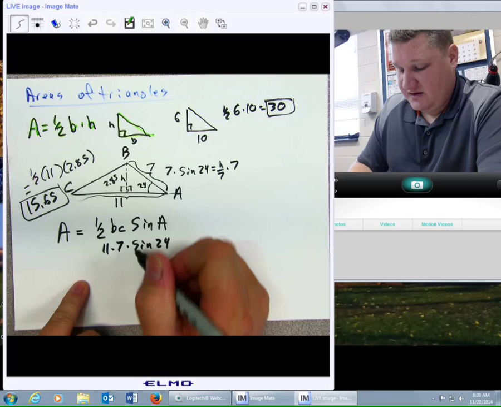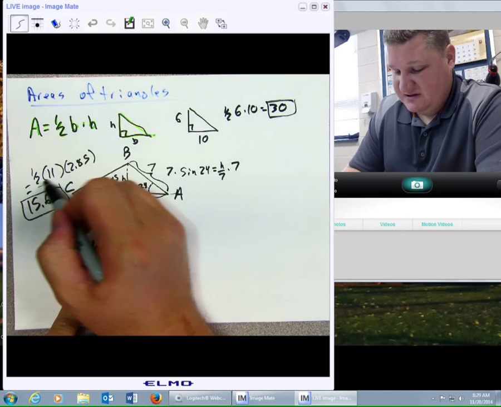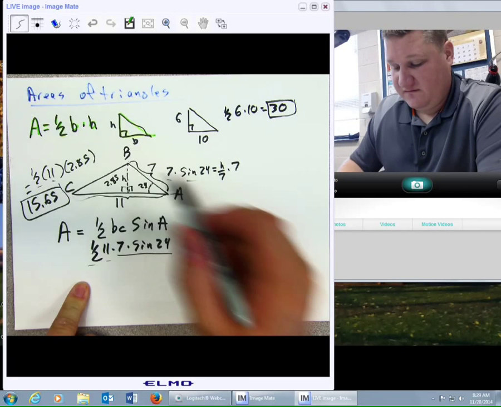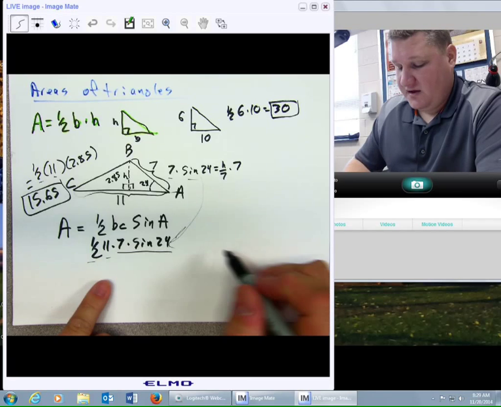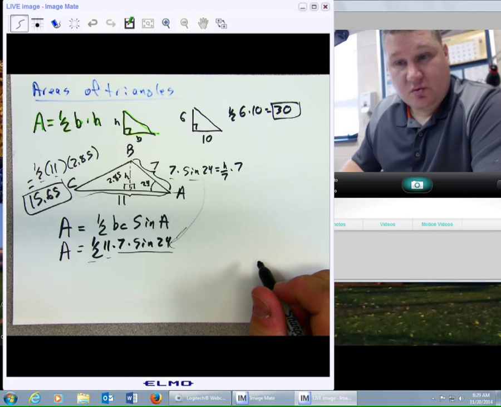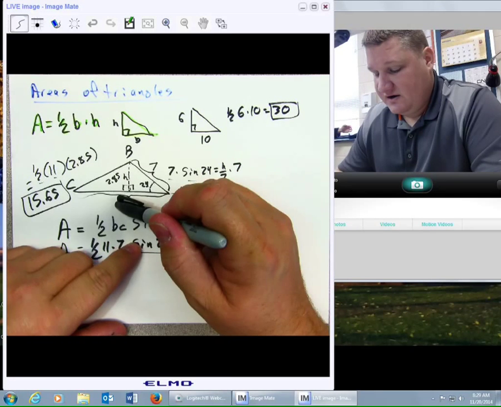And I would have the 1/2. So I have the 1/2, 11, just like I have up here. And then I'm going to have 7 times sine 24, just like out of the other formula from over here. So by putting all that together, I can find the area in short order. So, not too hard to do there. Anytime you have a side-angle-side situation, you can use this formula.